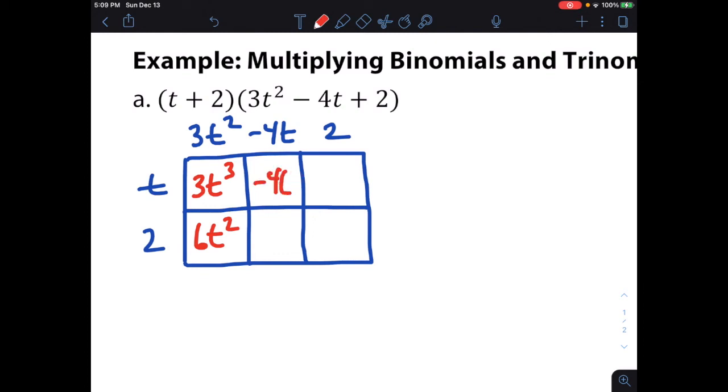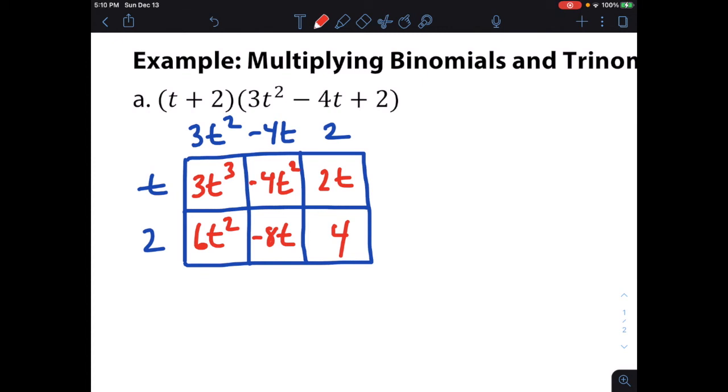Oh, that's kind of messy. I gotta make a smaller negative sign. Negative 4t squared, 2t. Then we have negative 8t and 4.